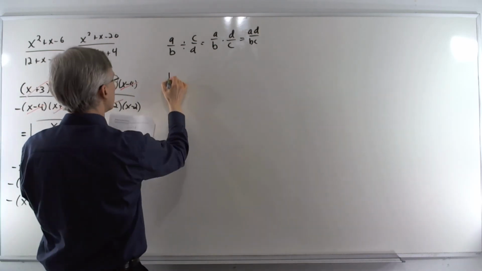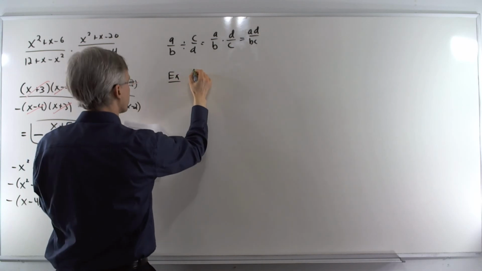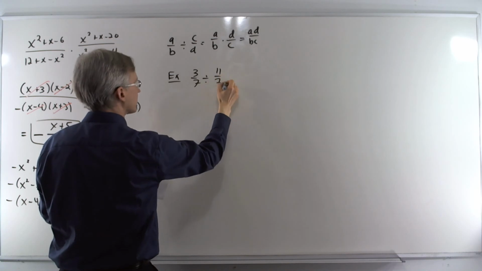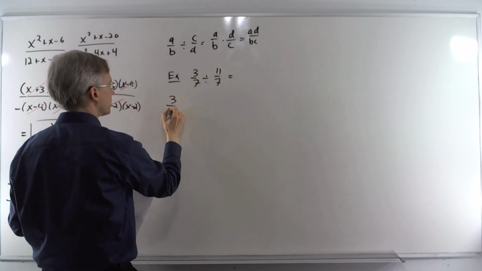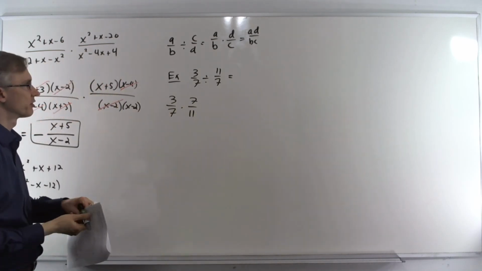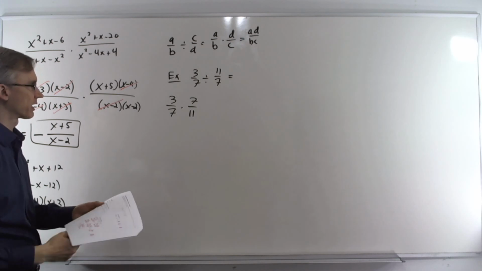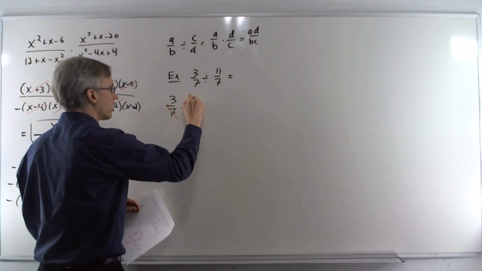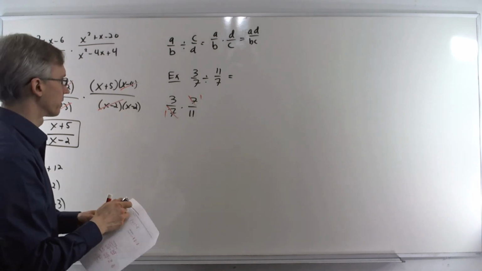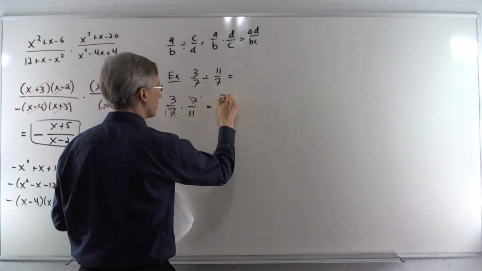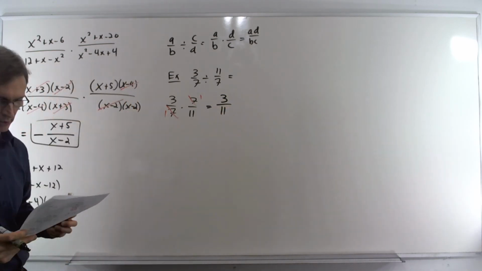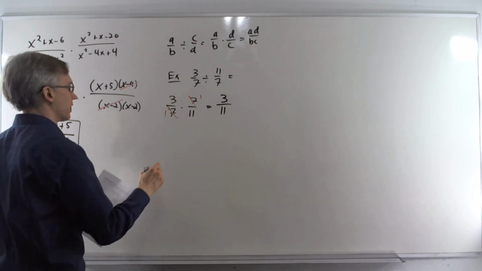For example, we could divide 3/7 divided by 11/7. All right, convert to multiplication. So flip that second fraction over. Now we've got a cancellation here. 7's are gone. And finally multiply straight across. 3 times 1 is 3. 1 times 11 is 11. 3/11 for that one. Your turn, number 9.